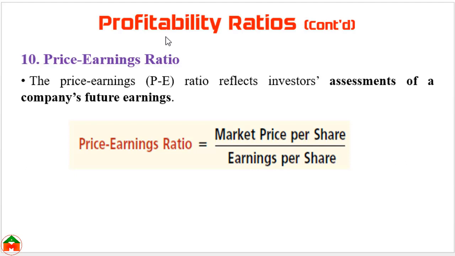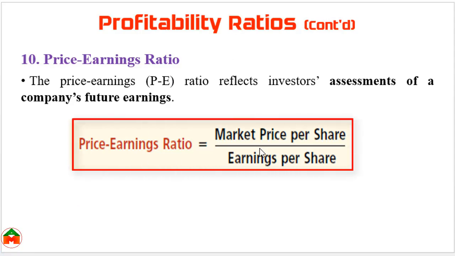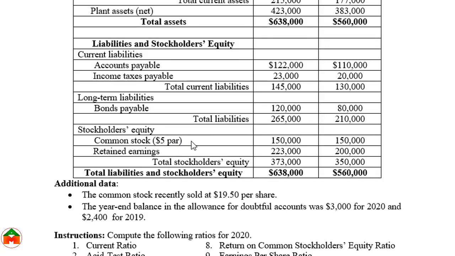The next ratio under the profitability ratio is the price earning ratio. It is also known as the PE ratio, and by this PE ratio we assess the company's future earnings. The formula of the price earning ratio is market price per share divided by earning per share. From the problem we can see the additional information. The market price per share is 19.5.